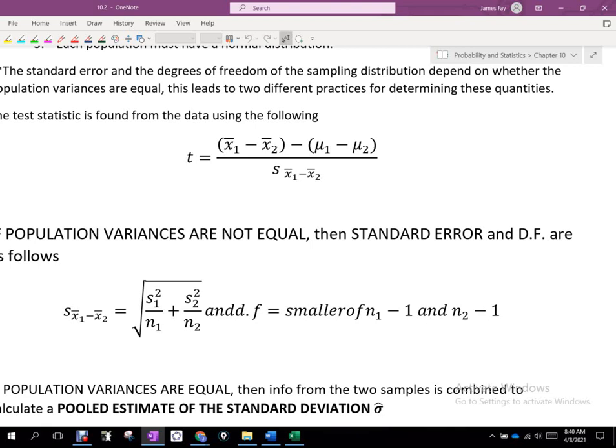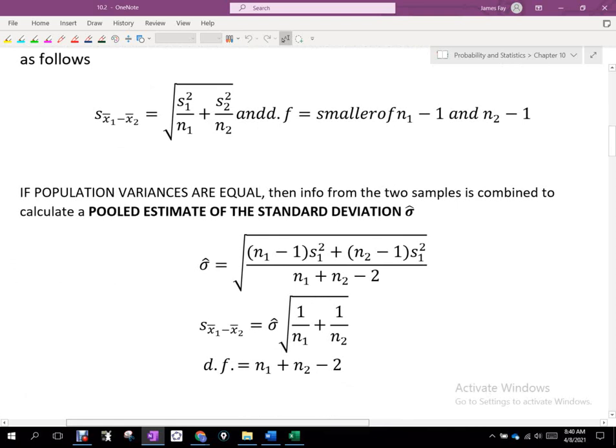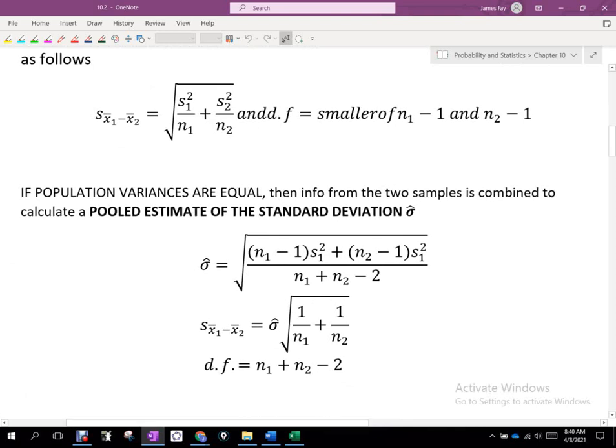Basically what that's saying is whatever your smaller sample is, you choose that and subtract 1 from it, and that's your degree of freedom. That's actually, in my opinion, an easier approach when we think the population variances are not equal, or we make that assumption that they're not equal. If the population variances are equal, then the info from the two samples is combined to calculate what we call a pooled estimate of the standard deviation, which we're calling sigma hat. A pooled estimate basically means it's an aggregate, or a combination of the two.